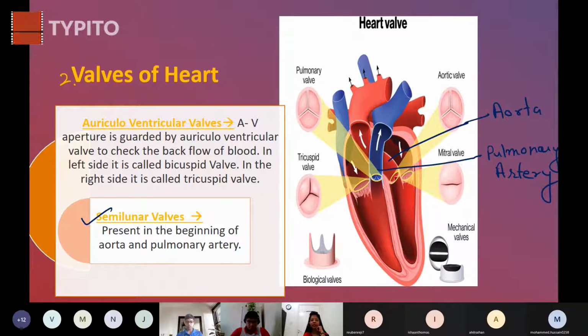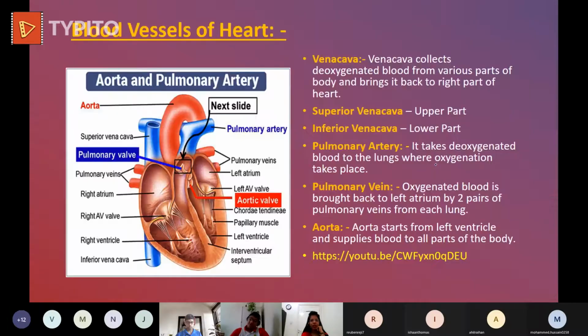So then the doctor will say, the auriculoventricular valve is not working in the heart of the patient. Then you will ask, which auriculoventricular? Is it bicuspid or tricuspid? I know everything. All right, now come to the third thing, the blood vessels of the heart.